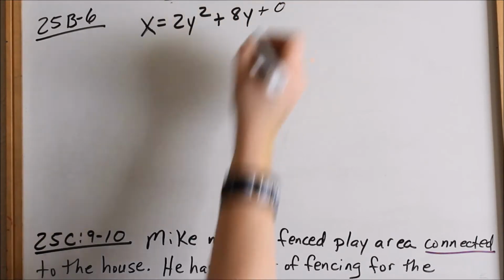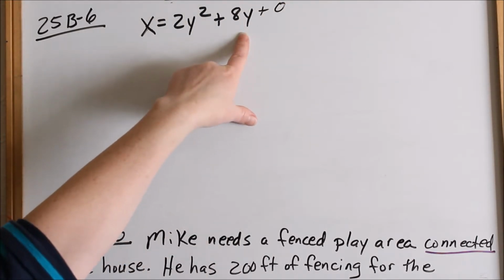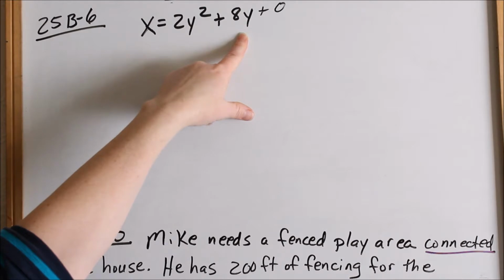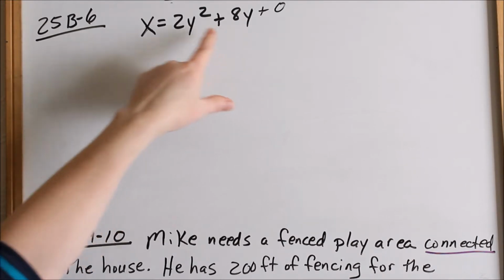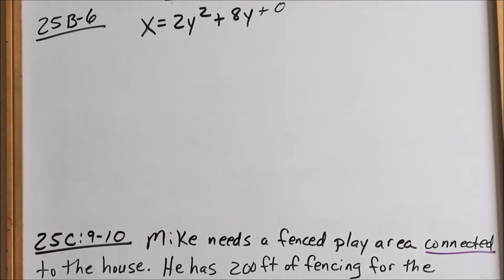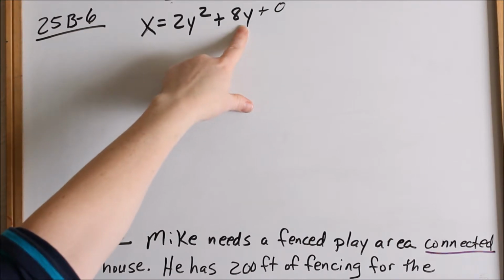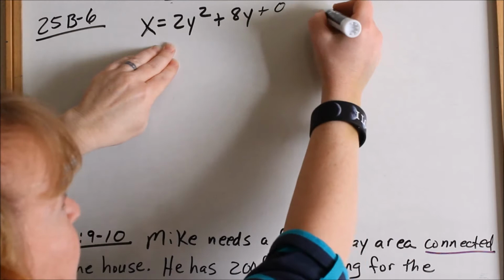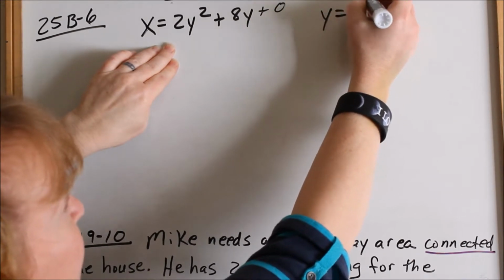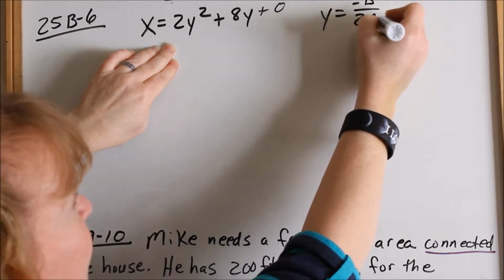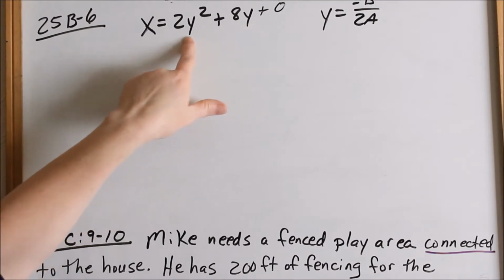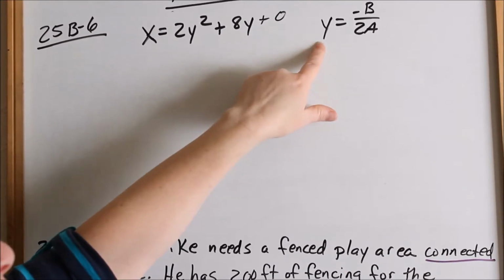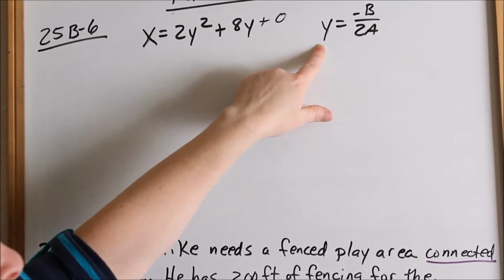I basically have this plus 0 out here, which is a middle term, and since I have a middle term, it tells me I'm not symmetrical about the x-axis, that it's been shifted. So I've got to find the axis of symmetry. When we're dealing with right-left parabolas, our formula is y equals negative b over 2a. We're using the variable that's over here. So I'm figuring out the y-coordinate of the vertex.